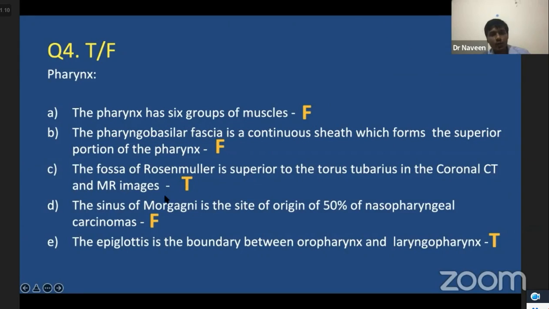Then, sinus of Morgagni is the site of origin of 50% of nasopharyngeal carcinoma. It is false. The most common site is the fossa of Rosenmuller. The epiglottis is the boundary between the oropharynx and larynx, which is true. And the palate is the boundary between the nasopharynx and the oropharynx.